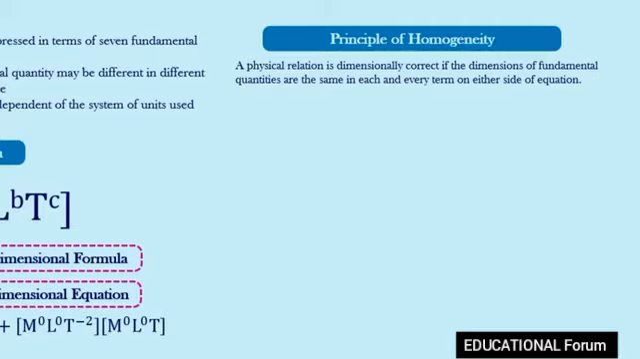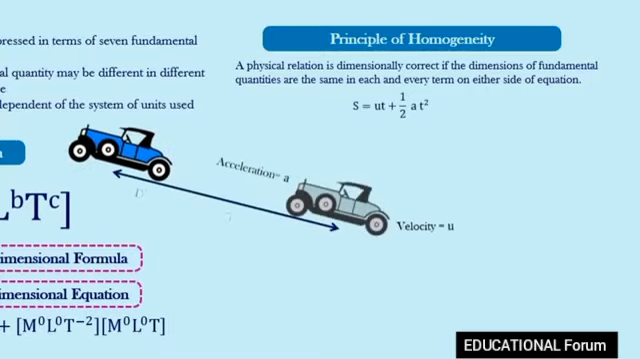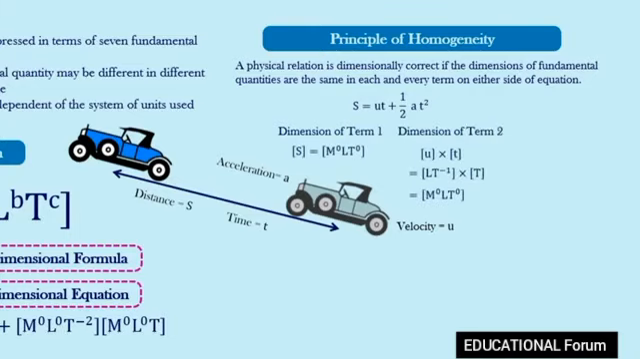Consider the following physical relation: s equals ut plus half at squared, where s is the distance traveled by a car having initial velocity u and acceleration a in time t. If we find the dimensions of each of the terms, then we can find out whether the dimensions of the left hand side are the same as the right hand side. If a physical relation is not dimensionally homogeneous, then the equation is incorrect.